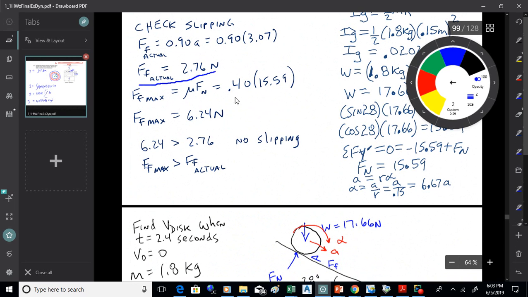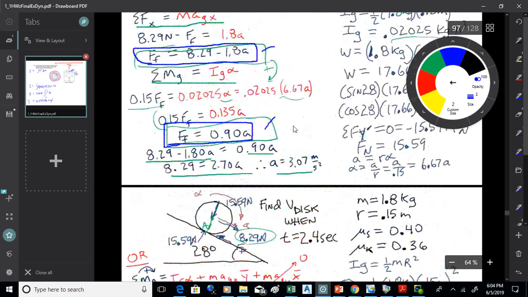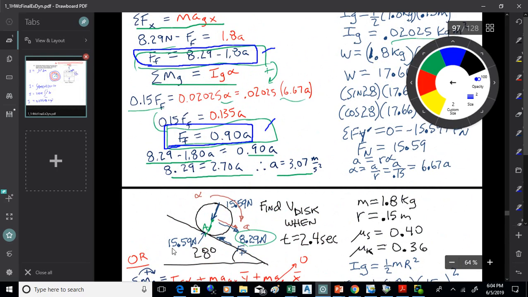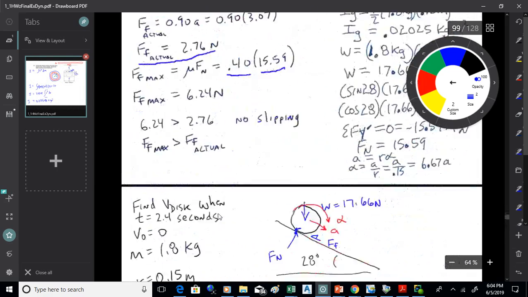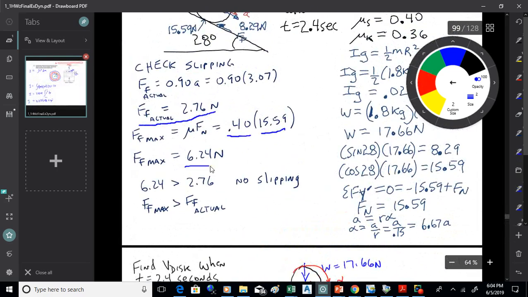Now the maximum possible friction would be the static friction, because with no slipping, we've got a zero velocity down here on the bottom of the disk, times the normal, which we solved for, it's 15.59. And this gets us the maximum possible friction, which is 6.24. The maximum possible is greater than the actual, so slipping would not occur on this. All right, so that would be the approach to use on this problem.